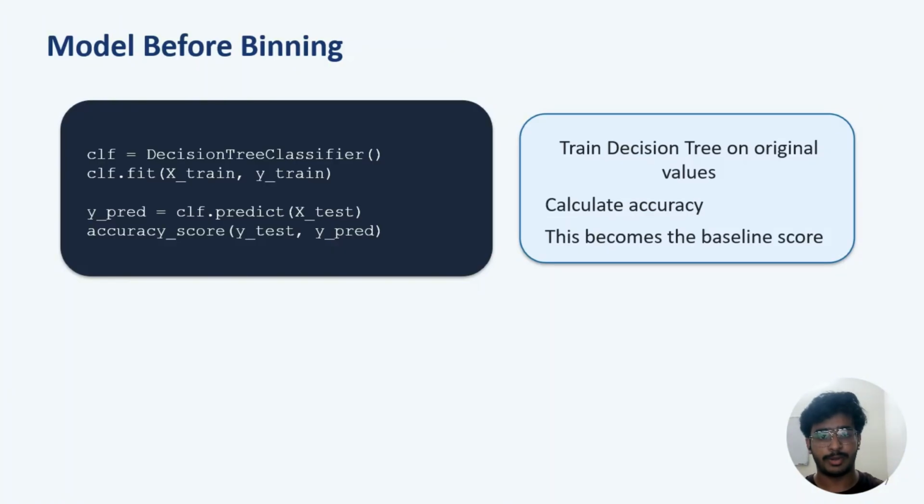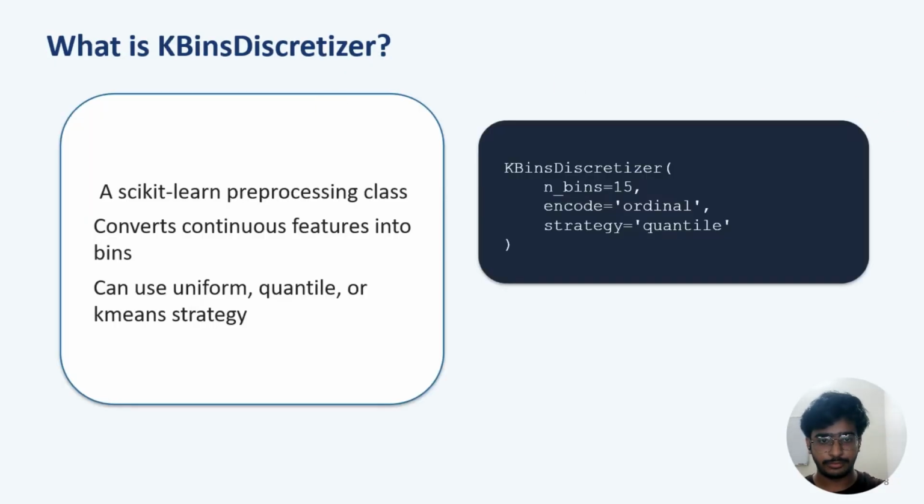The next part is what is KBinsDiscretizer. Now comes the main part. This is the title of the video, and here comes the main part. In Scikit-Learn, we use a class called KBinsDiscretizer. It is used to convert continuous numerical features into bins. For example, the code I've given means we are converting the age column into 15 bins.